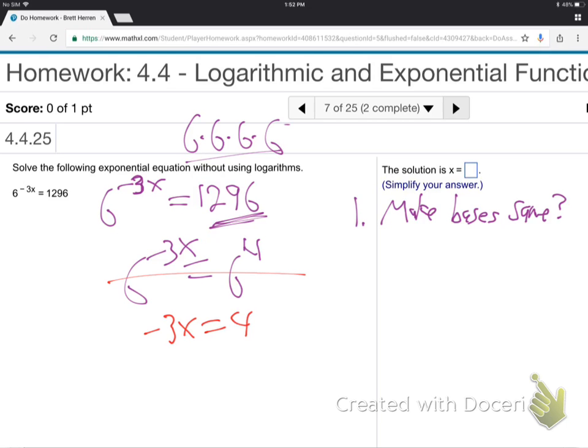And now X is out of power. It's a piece of cake. Just divide by -3. There we go.